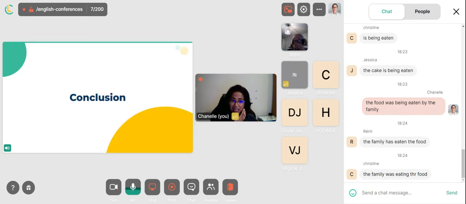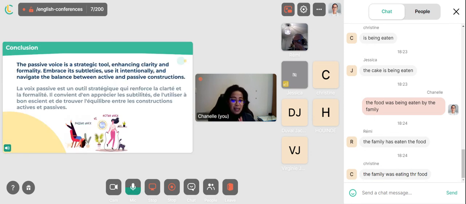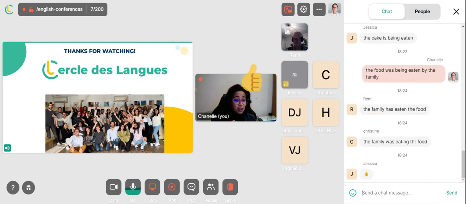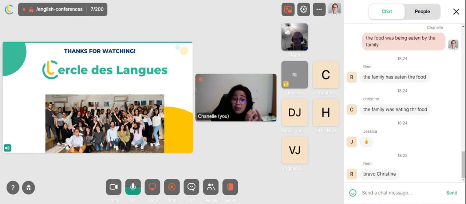These responses are amazing. So, in conclusion, the passive voice is a strategic tool, enhancing clarity and formality. Embrace its subtleties, use it intentionally, and navigate the balance between active and passive constructions. So, just to close the conference, if you ever want the focus to be on the object and not the speaker, you use the passive voice. If you want the focus to be on the person who is doing the action, then you use the active voice. So this is a good way to decide, what do I want to achieve in this sentence?